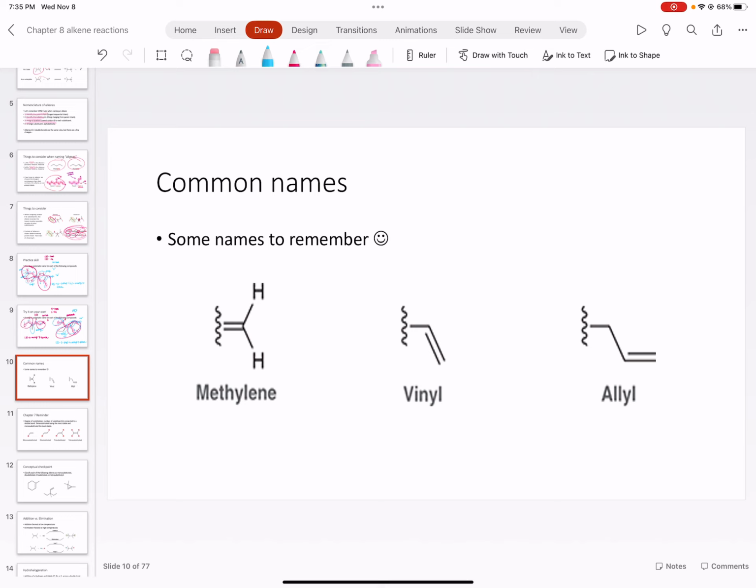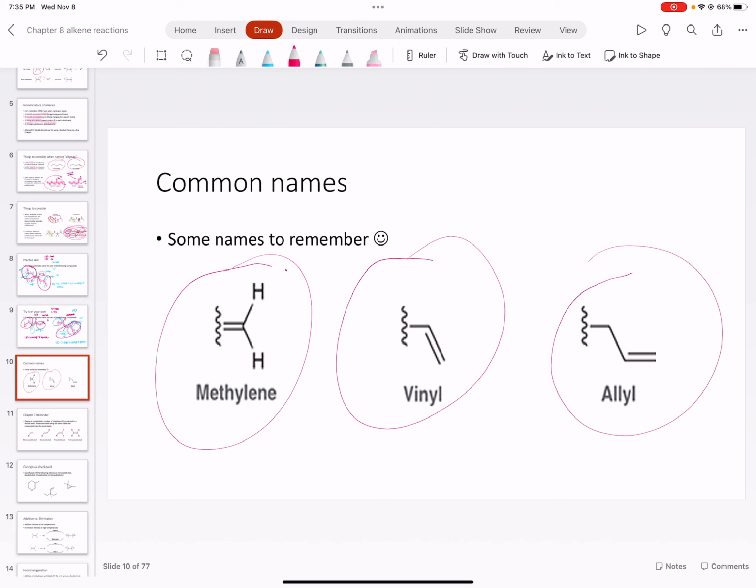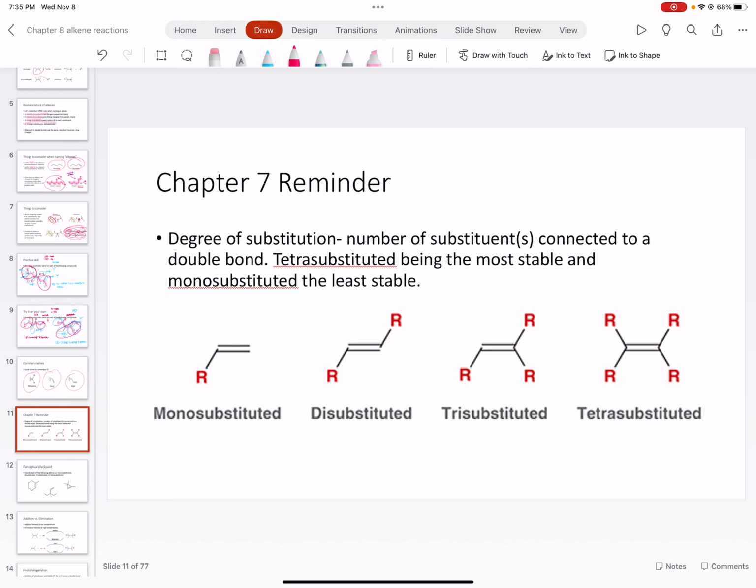So there are some common names to remember, things like methylene, vinyl, and allyl. This is just a reminder of chapter 7, degree of substitution, the number of substituents connected to a double bond. So tetrasubstituted is the most stable, and monosubstituted is the least stable. So this is about stability.